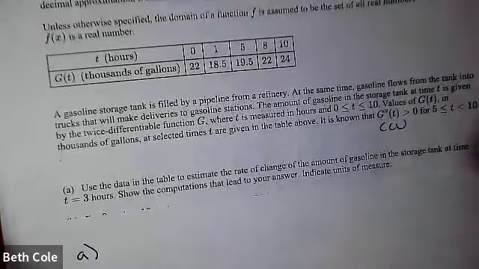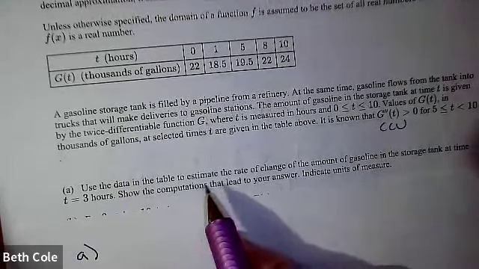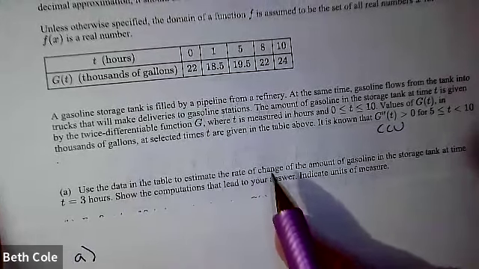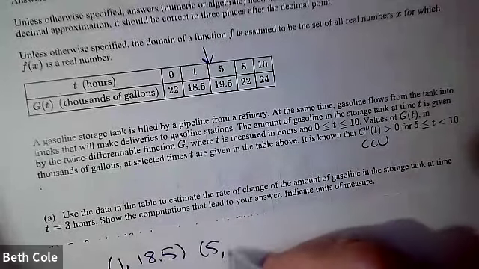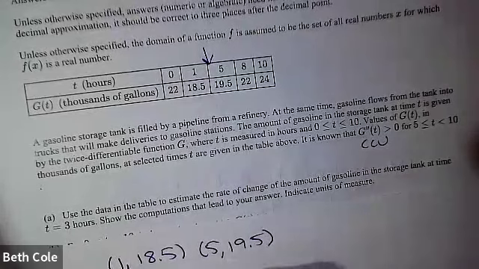So letter A, use the data in the table to estimate, we won't find it exactly, the rate of change. That means slope at time 3. Time 3 is going to be in between here. So I want my points for 1 and 5. Don't be too proud to write them out. If you mess up a slope, you are going to be upset.